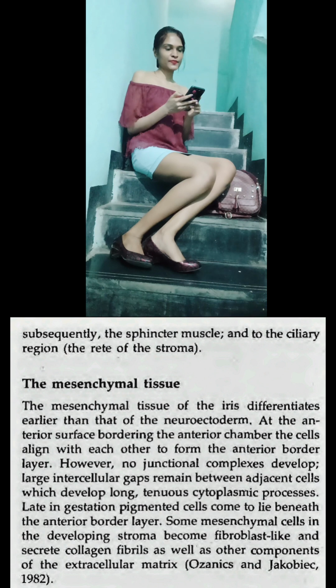Late in gestation, pigmented cells come to lie beneath the anterior border layer. Some mesenchymal cells in the developing stroma become fibroblast-like and secrete collagen fibrils as well as other components of the extracellular matrix.